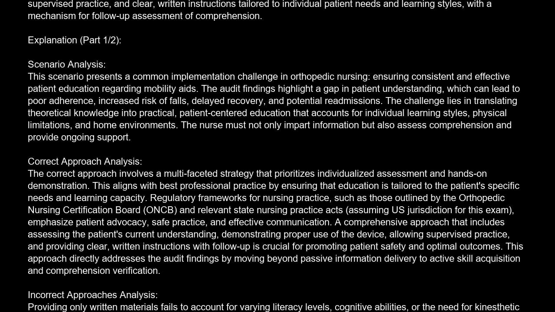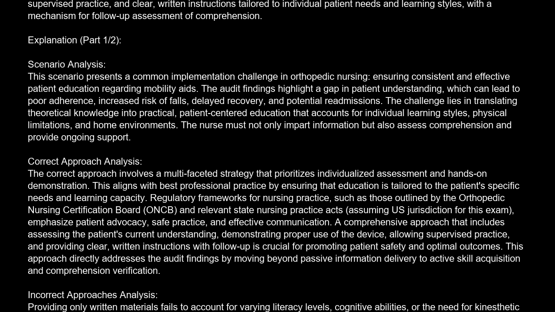The challenge lies in translating theoretical knowledge into practical, patient-centered education that accounts for individual learning styles, physical limitations, and home environments. The nurse must not only impart information, but also assess comprehension and provide ongoing support. Correct approach analysis. The correct approach involves a multifaceted strategy that prioritizes individualized assessment and hands-on demonstration. This aligns with best professional practice by ensuring that education is tailored to the patient's specific needs and learning capacity.